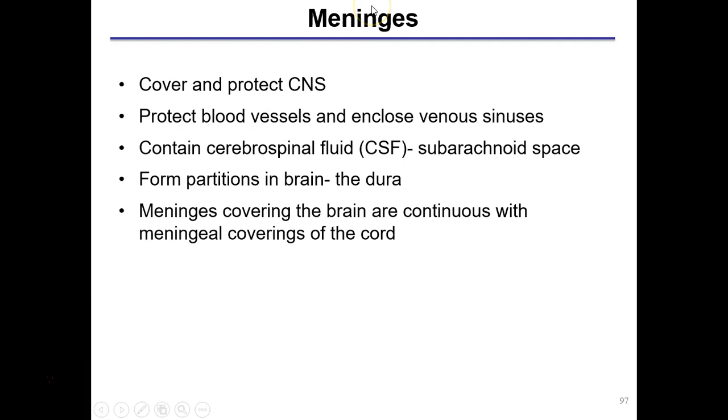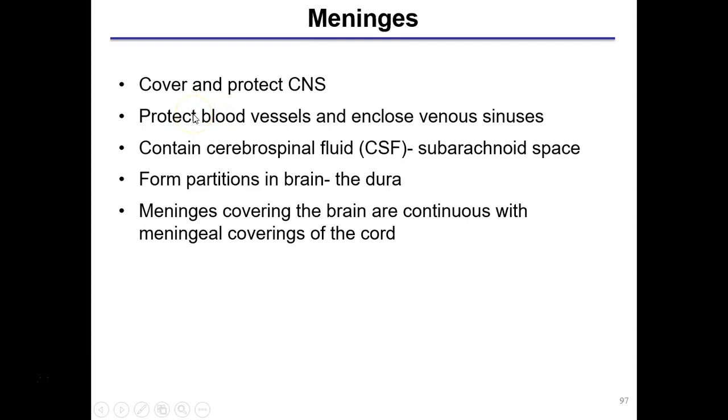So the meninges are the connective tissue coverings. They cover both the outer surface, or surround the outer surface, of the brain and the spinal cord, and they are continuous. There's not one group of meningeal structures in the brain and another for the spinal cord. They are in fact continuous.